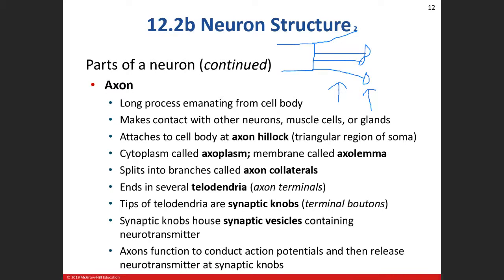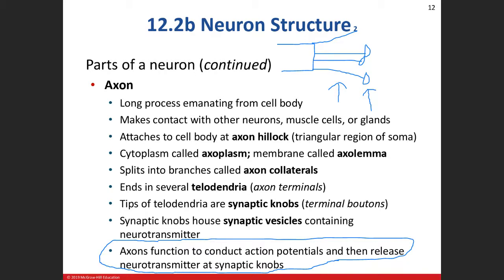So if you want to boil down the function or the responsibility of an axon, this last bullet point tells you exactly what it does. Its job is to conduct the action potential, not from the cell body, but from the cell body end, all the way down to the synaptic knob. And then from there, the synaptic knob's job, which is still part of the axon, is to release the neurotransmitter. That's it. Boil it down and make it that simple.